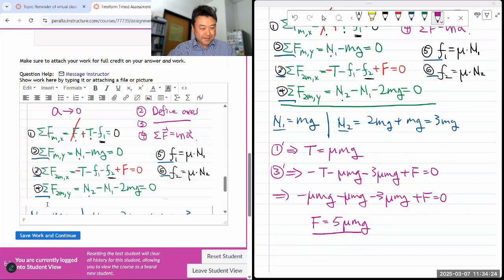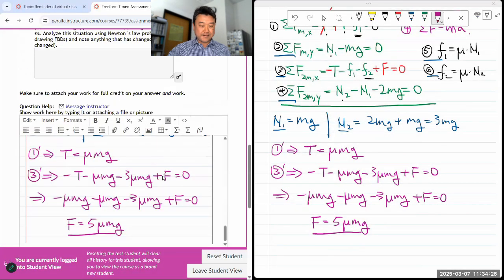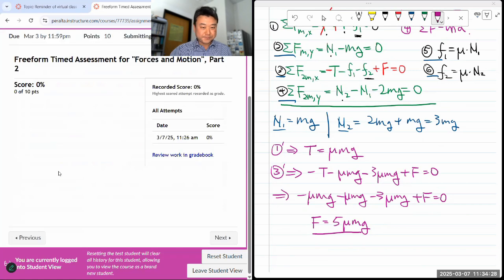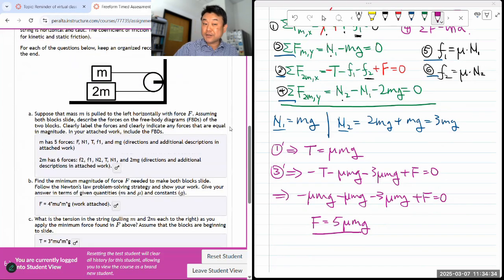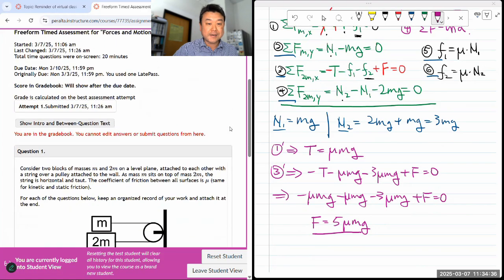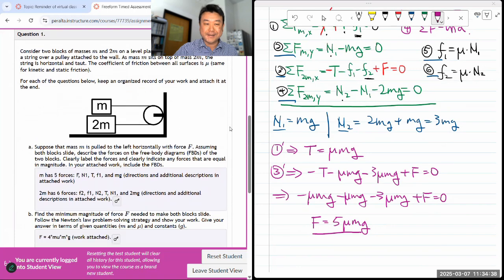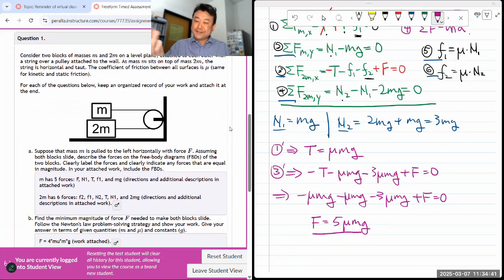All right, so that's my work. Let's save and continue. Okay, so 0% until it's manually graded. Let's just double check the answer key to make sure that I didn't make any mistake. And if I made a mistake, then you will at least know that I made a mistake.